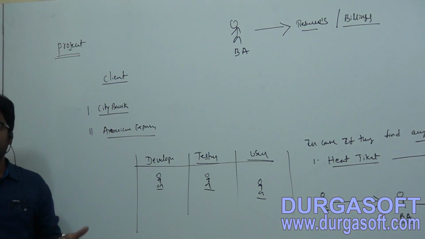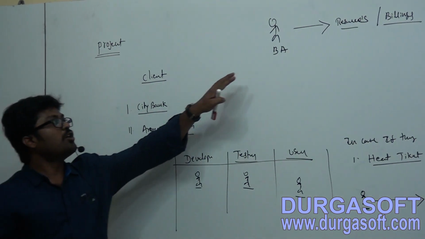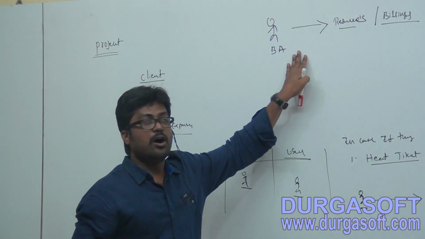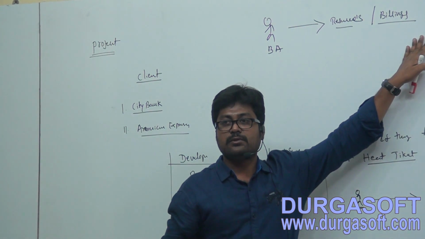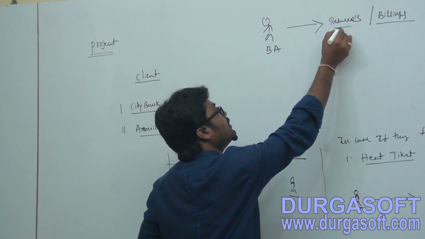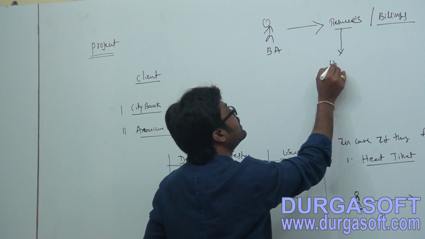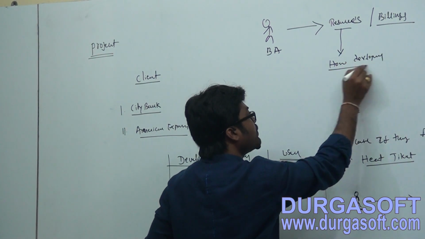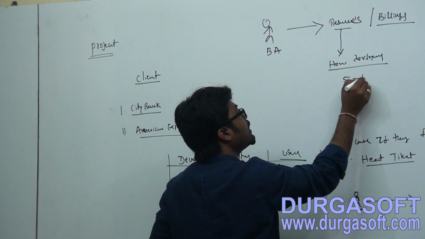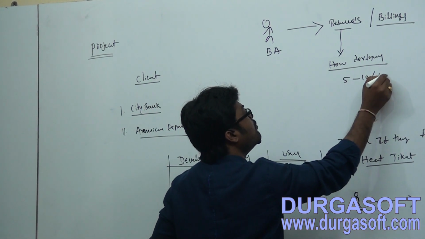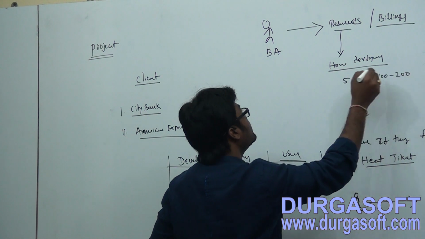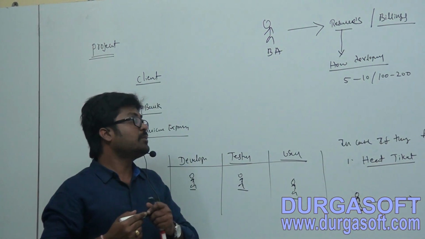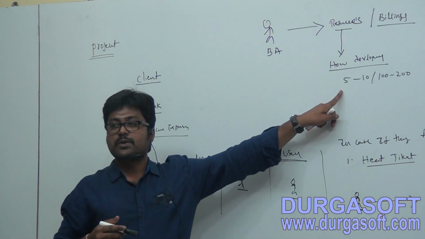If you want to do any enhancements, for doing that, how many resources are required, how much amount we need to invest, how many developers we require. Under resources, he will find how many skilled developers we require. It can be 5 or 10 or 100. Based on your requirement, the BA will analyze the resources.